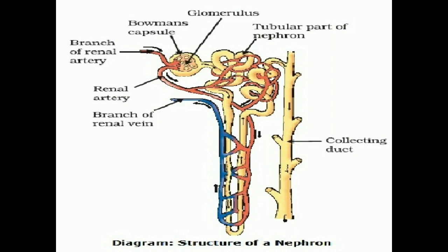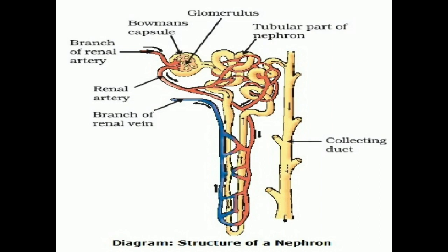The Bowman's capsule contains a bundle of blood capillaries, as we have seen in the case of lungs, and they are called glomerulus. One end of the glomerulus is attached to the renal artery, which brings the dirty blood containing the urea waste into it, and the other end of the glomerulus comes out of Bowman's capsule as a blood capillary, surrounds the tubule of the nephron, and finally joins a renal vein.